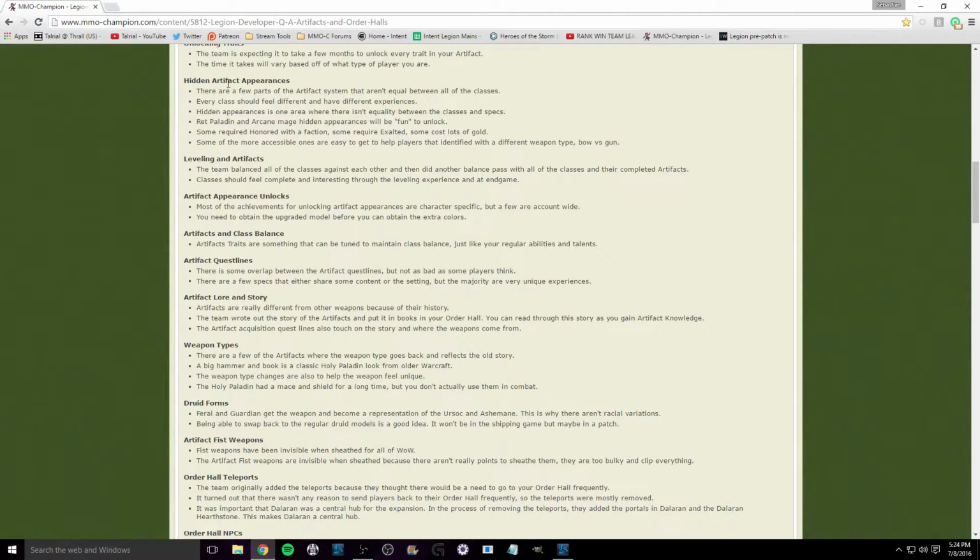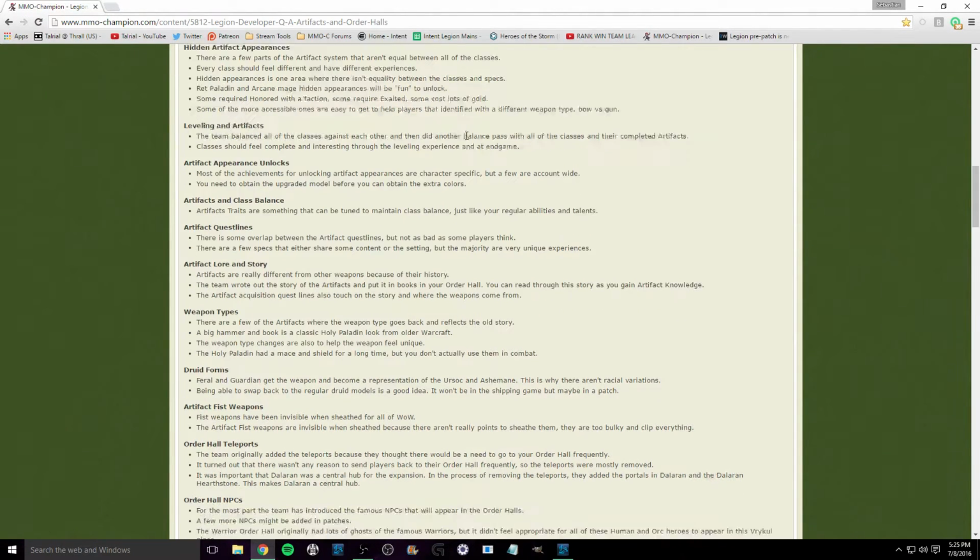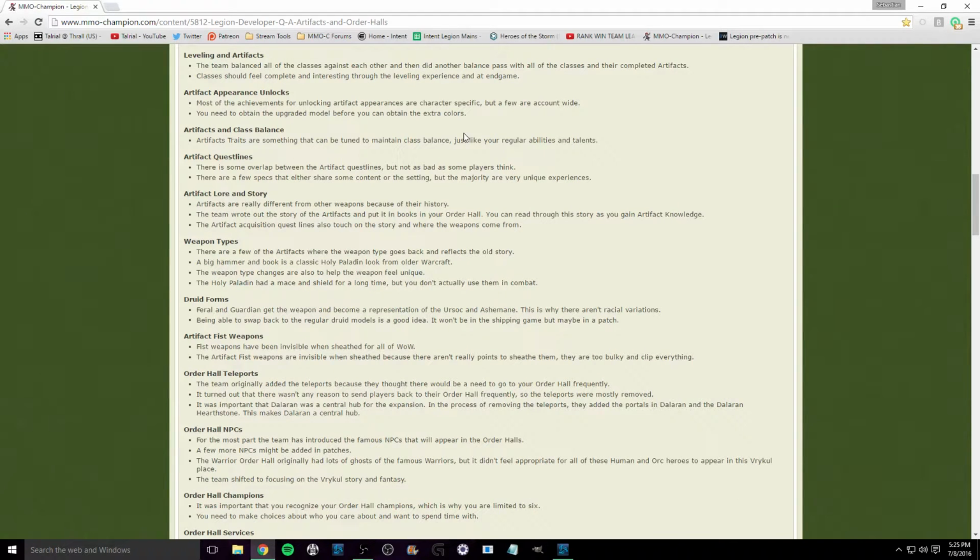And then they're going to talk here about the hidden artifact appearances. It's going to feel different for each class. There's not an equality between all the classes and specs for hidden artifacts. Red paladins, arcane mages will be fun, but then the other ones will just be, you know, honored with a faction, exalted with a faction, or just shit tons of gold. So just keep that in mind. If you are lucky enough to have a very epic and amazing quest, fucking awesome to you. And if not, well, maybe you should level an alt and kill yourself because of how annoying it's going to be to keep that up.